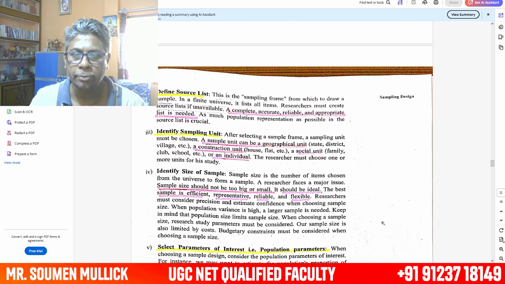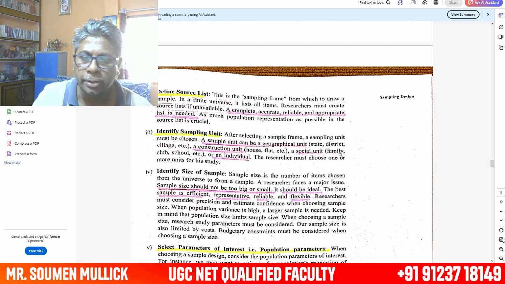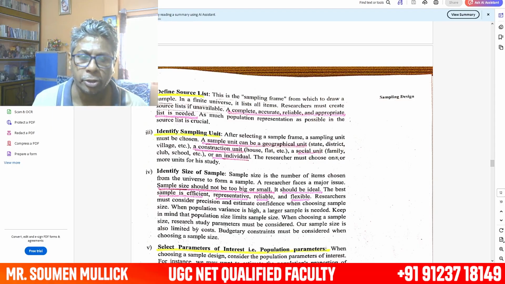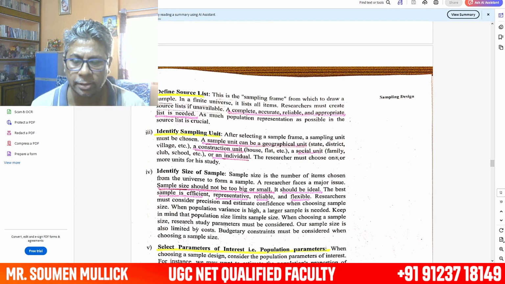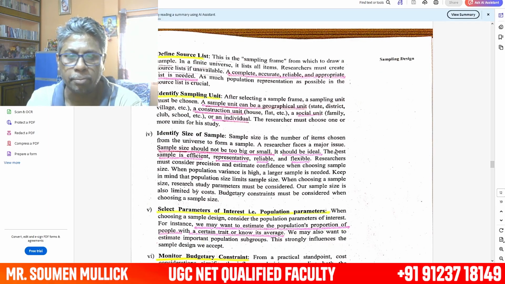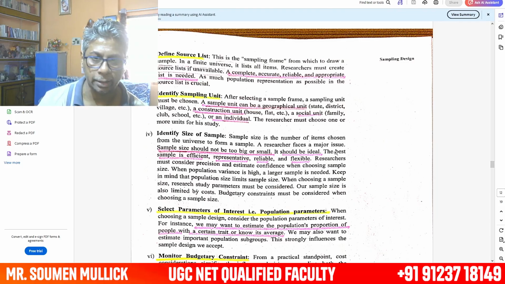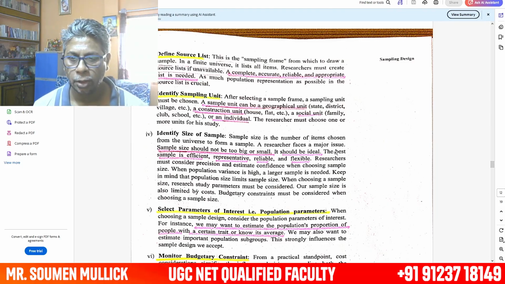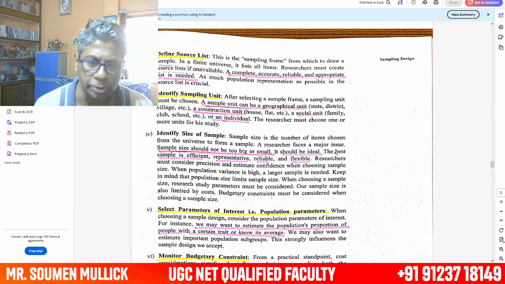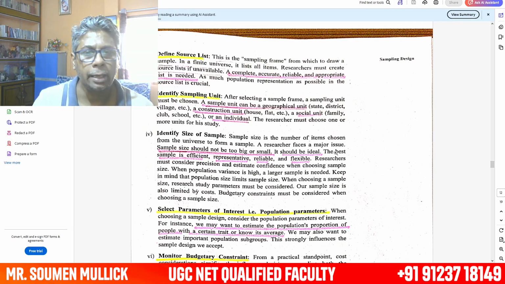Identify the sampling unit. Sample unit can be a geographical unit, such as state, district, village. Construction unit, such as house, flat. Social unit, such as family, club, or an individual. Identify the size of the sample. Sample size should not be too big or too small. It should be ideal. The best sample is efficient, representative, reliable, and flexible.